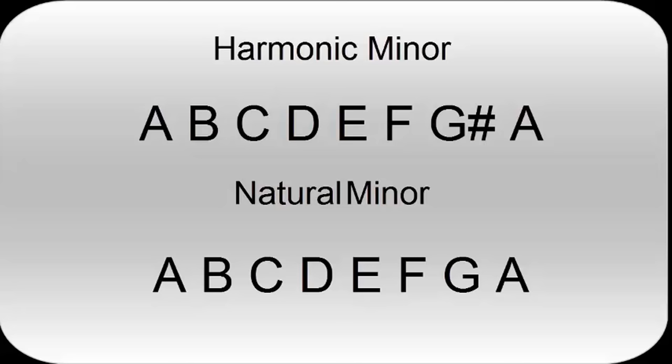On the screen, you'll see both the A harmonic minor and A natural minor scales. Anytime in music you run into the word natural, that's really just code speak for normal or regular, not sharp, not flat, as it occurs from the original pattern. Notice the G sharp in the harmonic minor scale. That is our sharp 7. Now, let's take a listen to this scale.